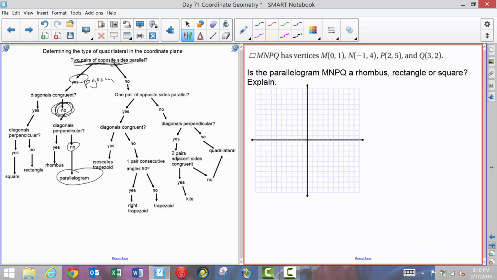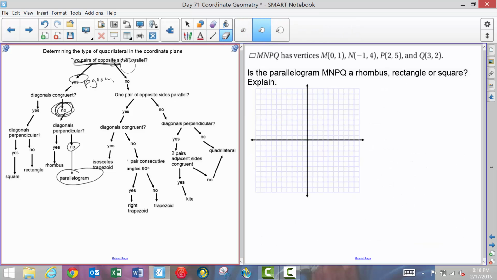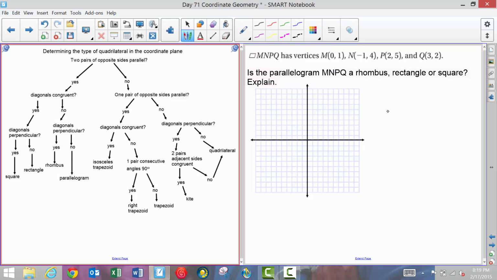Let's try another example. I'm given vertices, and I want to know what type of parallelogram this is. So I have M, which is 0, 1. So I'm going to plot 0, 1, which is right here. I have negative 1 over 4, 1, 2, 3, 4. I have over 2 up 5. And I have over 3 up 2. So here is M, N, P, and Q. Let's connect them.